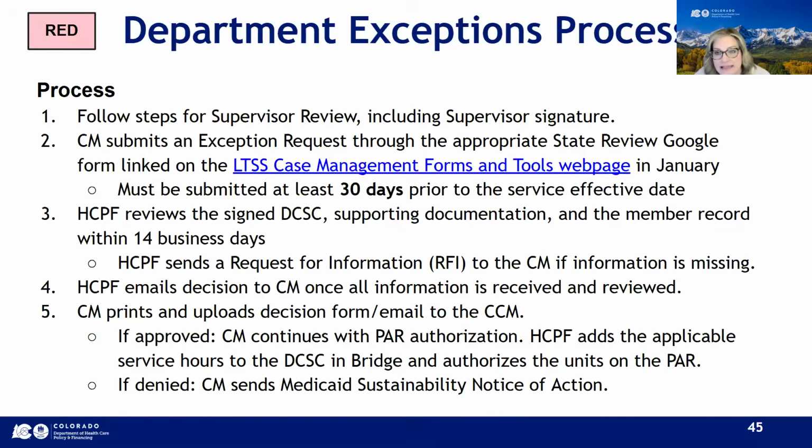If you need to have a state level review, you must first have completed all of the steps for a supervisor review, including signature. All necessary documentation should be uploaded into the CCM prior to submitting an exceptions request to HCPF. The boxes in the direct care service calculator will turn red if the state review is required. You must submit this request at least 30 days in advance of your member's service effective date.